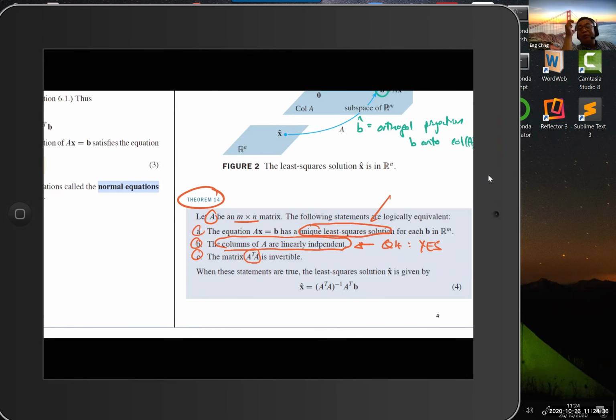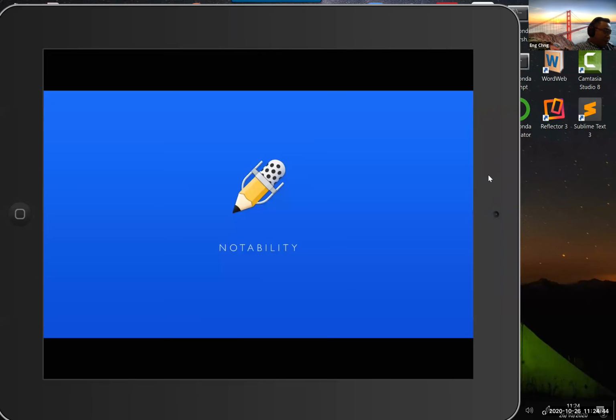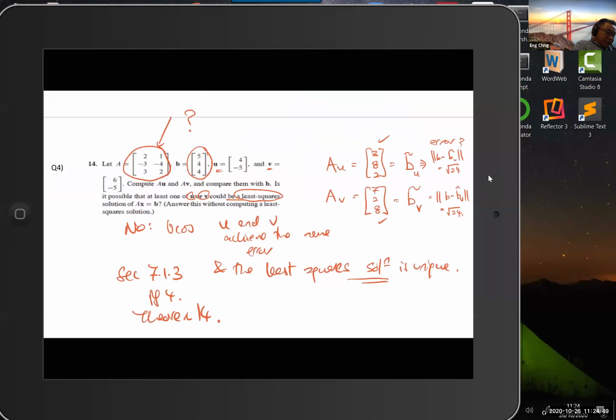Because U and V produce the same error, they are not unique. So this is the real answer for question number 4. We should say in question number 4, because U and V achieve the same error, the least square solution is unique because columns of A are independent. And then we are correct. So you have to reach this point, because if you then say columns of A are independent, then my first question to you is, why are the solutions unique?